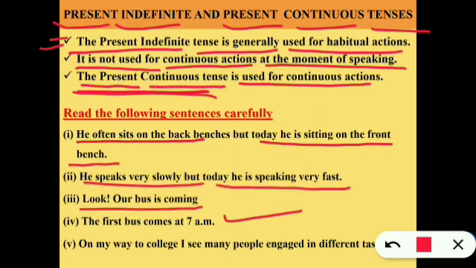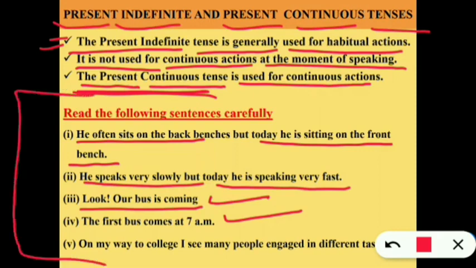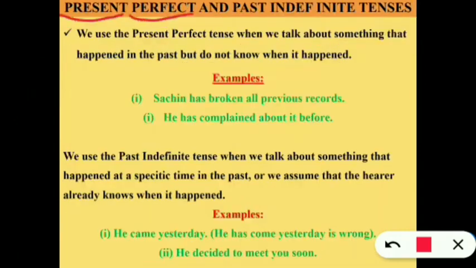Next example is, look, our bus is coming. This is present indefinite and present continuous tenses examples. Let's see the last one. On my way to college, I see many people engaged in different tasks. Let's go through present perfect and past indefinite tenses.